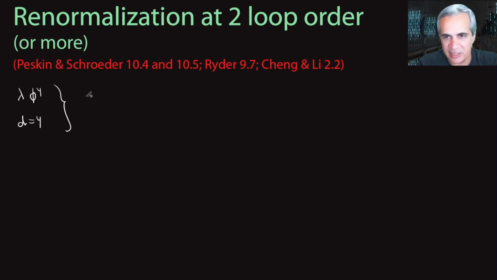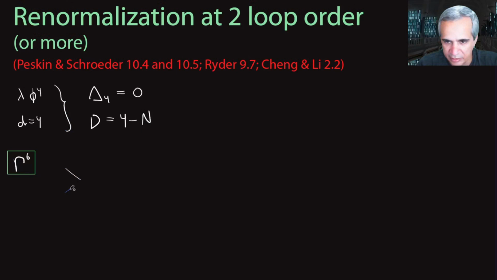We have seen that for lambda phi 4, delta 4 is 0, and that means the superficial divergence depends only on the external number of legs, and it goes like 4 minus n. So let's look at a diagram that contributes to gamma 6. This is not the whole gamma 6, but is one contribution to it. Let me draw it. This is the diagram I have in mind. I can only put phi 4 interactions here, and I want to start with 2 lines and finish with 4. And this is the diagram.